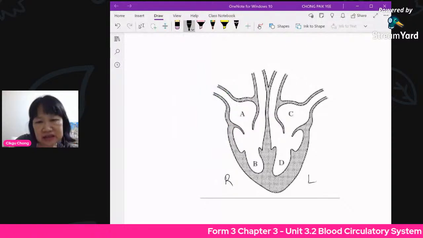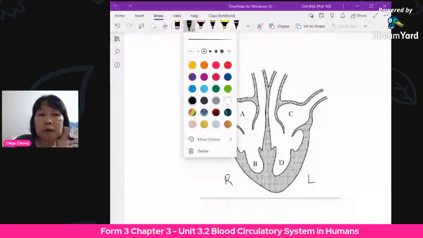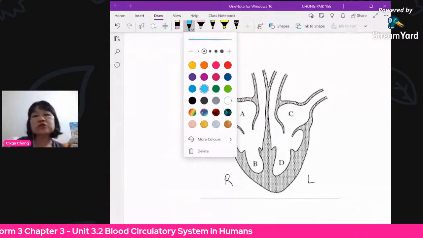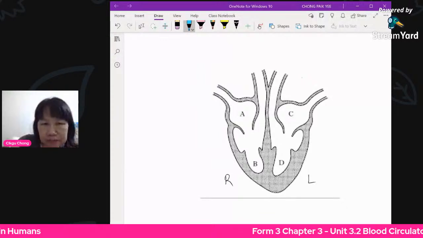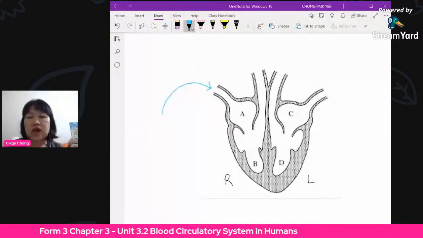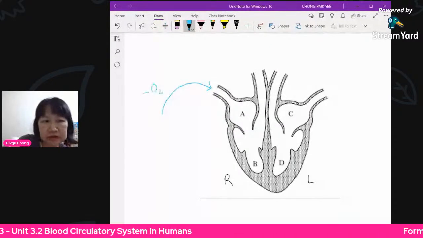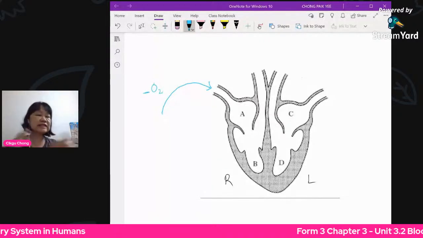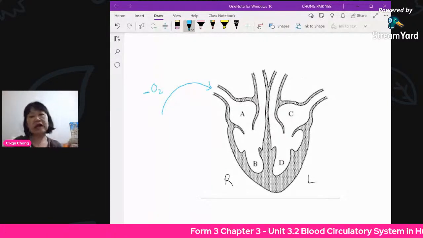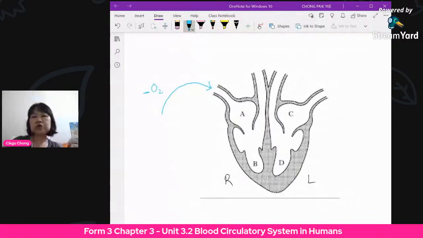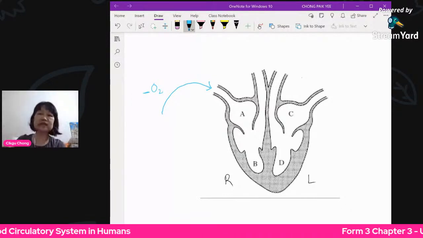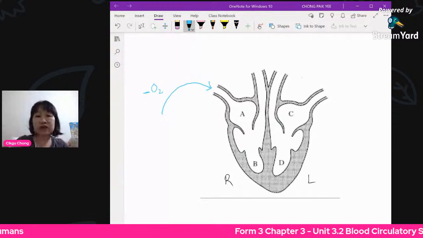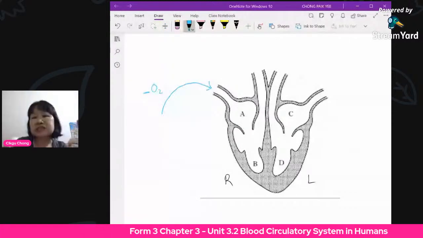Now, first of all, you take your blue pen. Blue is to differentiate the type of blood. This blood is the deoxygenated blood, so I put minus O2 here. We always start the story easier this way. The blood that comes from the body cells has just delivered all the oxygen to your body cells. So this blood has no oxygen, or this blood is now full of carbon dioxide. So it has to come back to the heart first. This is the first thing that happens.